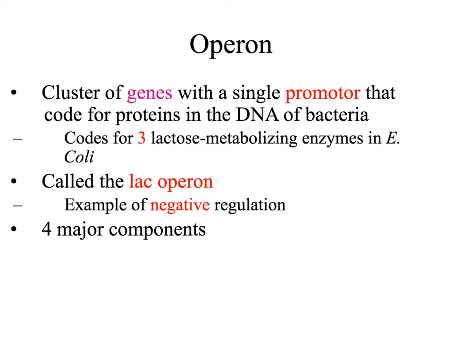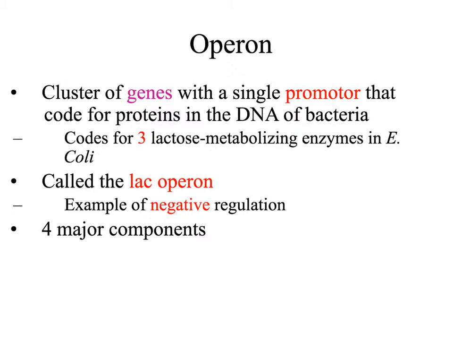All right, we're going to move on to how bacteria do gene expression and gene regulation, and this is called an operon. An operon is a cluster of genes with a single promoter that codes for proteins in the DNA of bacteria. It codes for basically 3. The specific one we're talking about is going to code for 3 enzymes, and these enzymes metabolize or break down lactose in bacteria. It's called the lac operon.